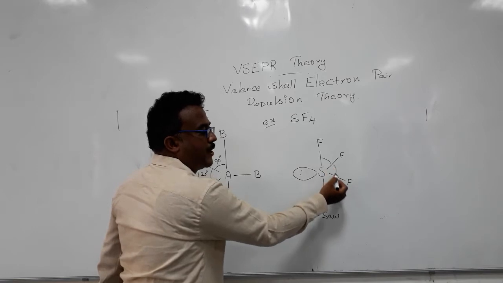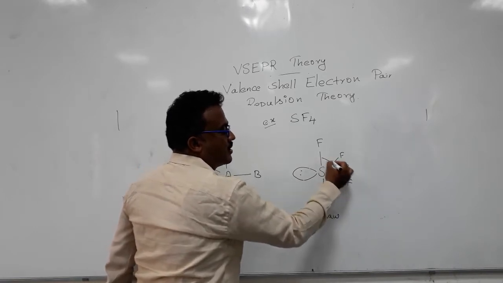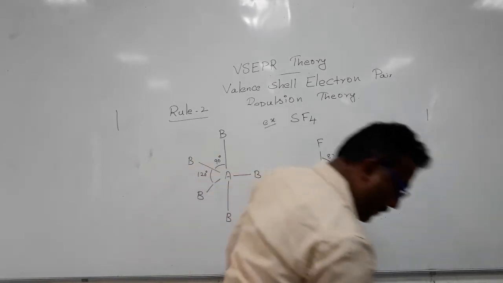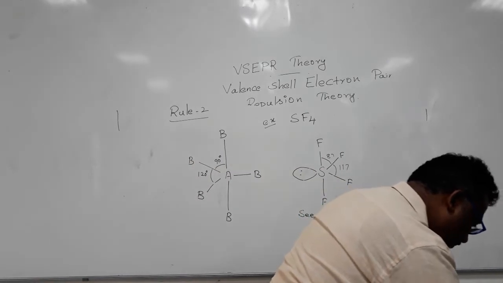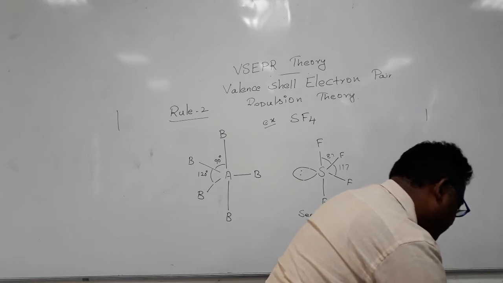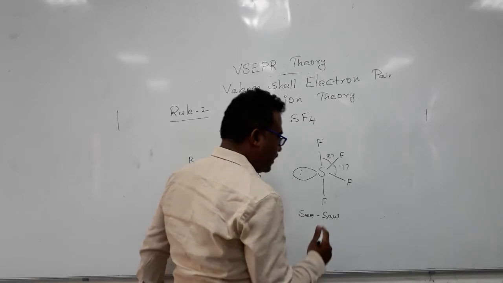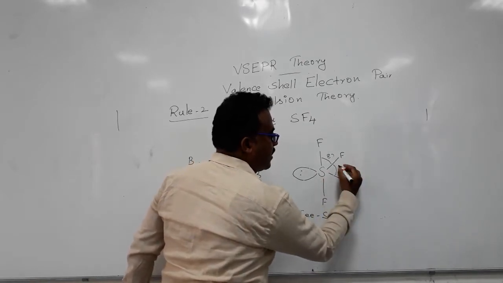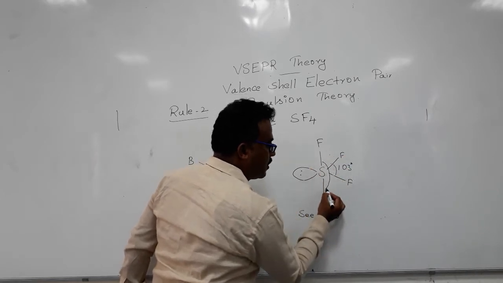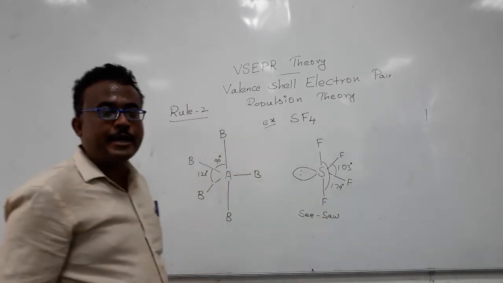This bond angle is not 90 degrees, and this one also. Between the 2 equatorial bonds, the angle will be less than 120, maybe around 117, and this may be around 87. This will be around 103 degrees, and this one will be 179 degrees. Both bond angles get reduced.